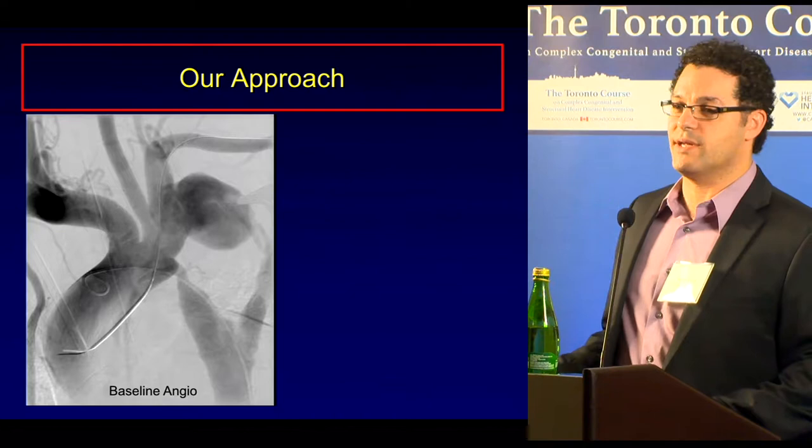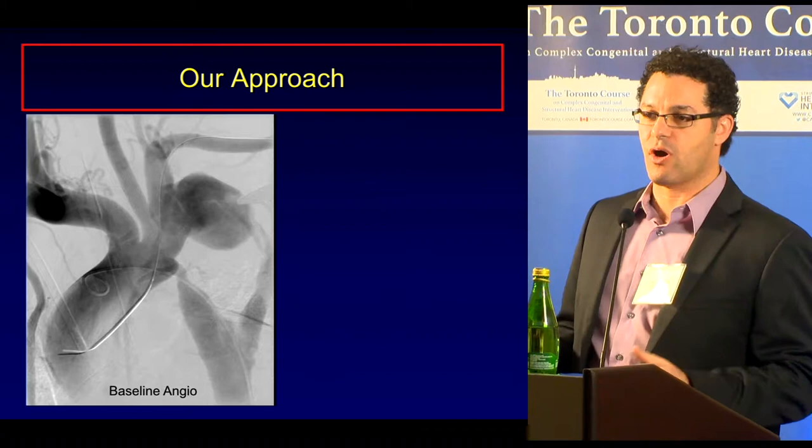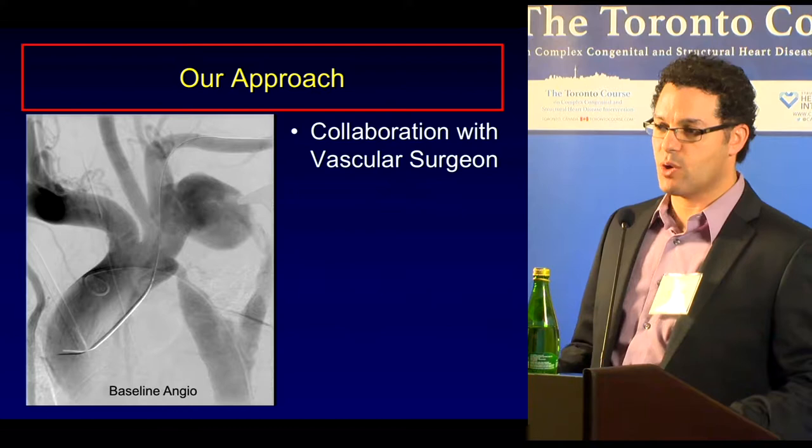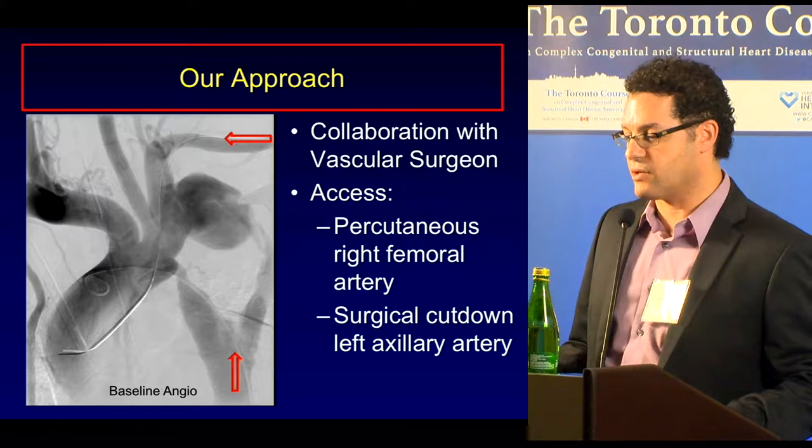So the first thing we did when we got in was take a picture, because we had a plan, we had a thought. The first thing I did was collaborate with the vascular surgeon. We went to the hybrid OR, and what you see here is we went percutaneous right femoral artery access, and that's the pigtail coming from below. Surgical cut down of the left axillary artery, and that's a wire in from the left subclavian down into the ascending aorta.